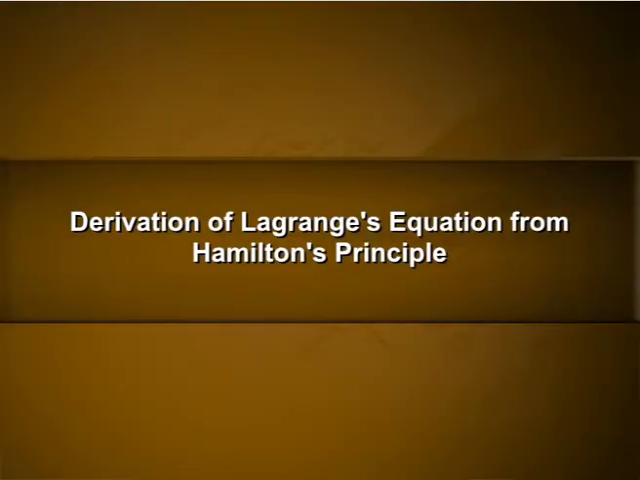Derivation of Lagrange's equation from Hamilton's principle. Let f be a function of independent variables yi and yi', which are both functions of x, with yi' equal to dyi/dx. The variation of the integral J is delta J, equal to delta integral from 1 to 2 of f of y1(x), y2(x), etc., y1'(x), y2'(x), etc., x dx. Let it be equation number 1.